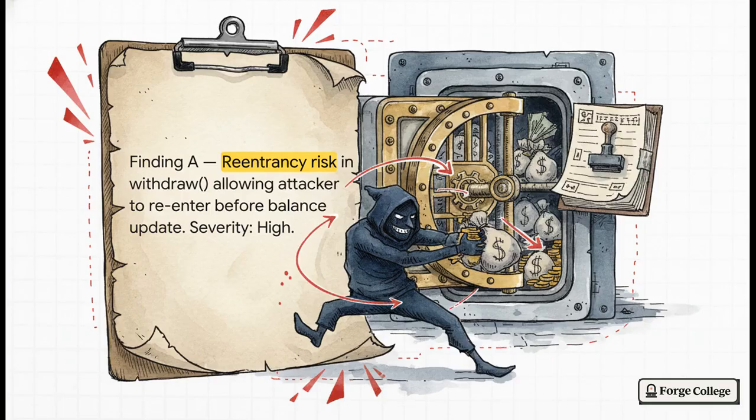Let's ground this with a real-world scenario. Imagine reading this hypothetical finding. Finding A, reentrancy risk in the withdraw function allowing an attacker to re-enter before the balance is updated. Severity high. Okay, deep breath. The auditor has provided a snippet showing an external call happening before an internal state update. As we know, this is a classic Web3 vulnerability.